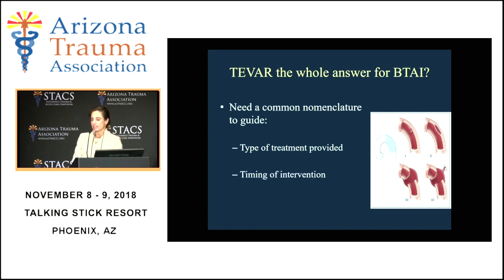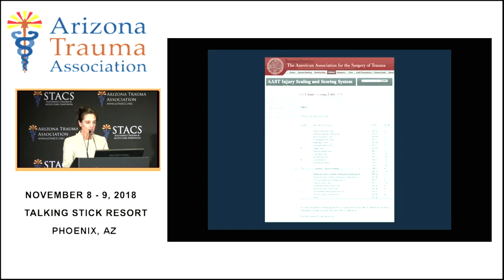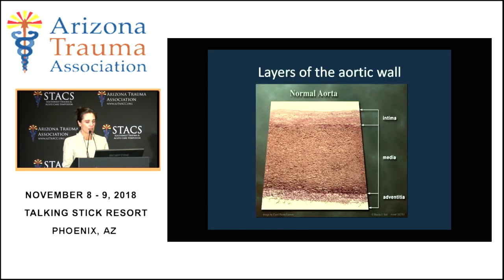Another nomenclature guide is helpful to really let us know what's the timing of intervention. So for a grade 1, does it need intervention at all? For a grade 3, does it need intervention? And when should we do it? Do we need to do it right away because that pseudoaneurysm is going to rupture in the next 2 hours? Or can we actually put the patient on a beta blocker and wait at least 12 or 24? So the common nomenclature guide must also work across a spectrum of injuries. And the AAST injury scaling and scoring system also denotes thoracic aortic injury in the descending part of the aorta.